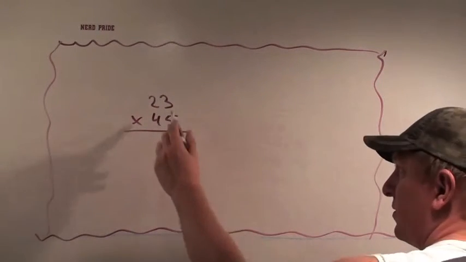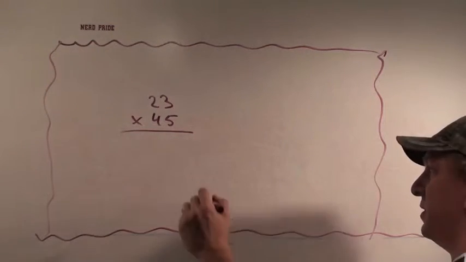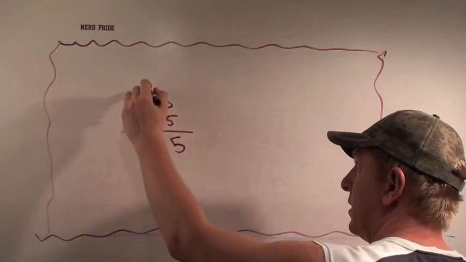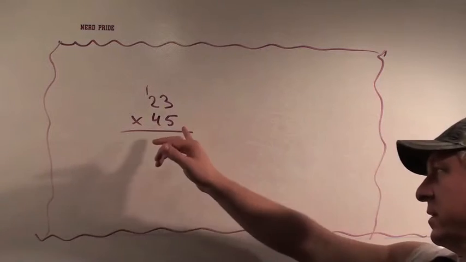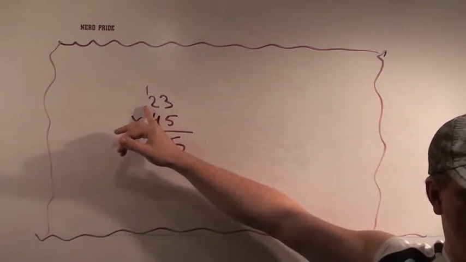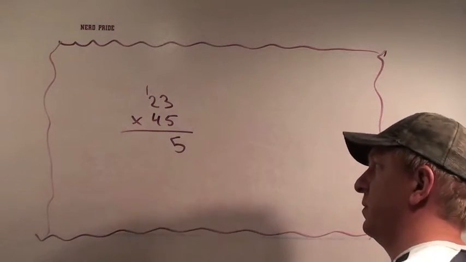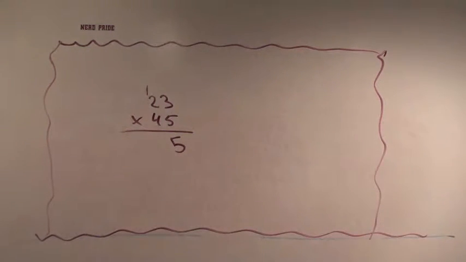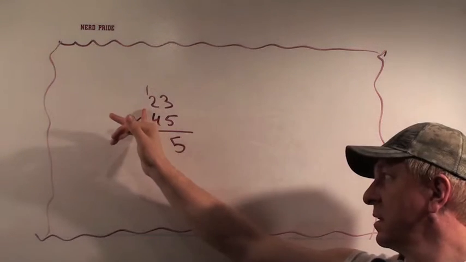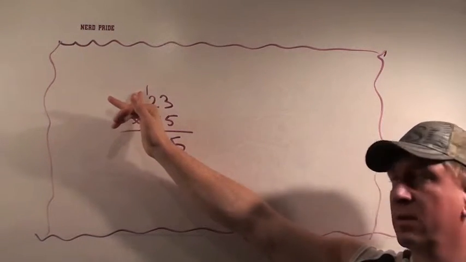You do 5 times 3 is 15. So you write the 5 and carry the 1. And then you say 5 times 2 is 10 plus the 1 plus the 10. 5 times 2 is 10 plus 10.